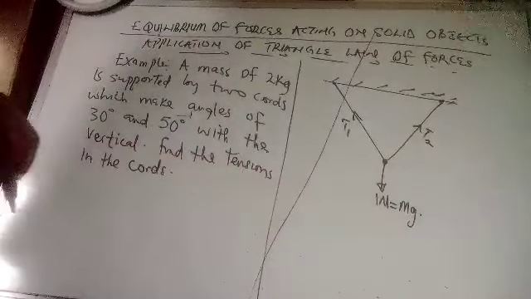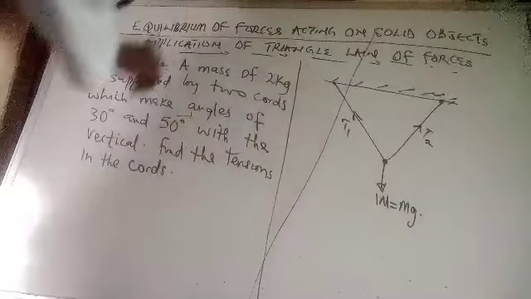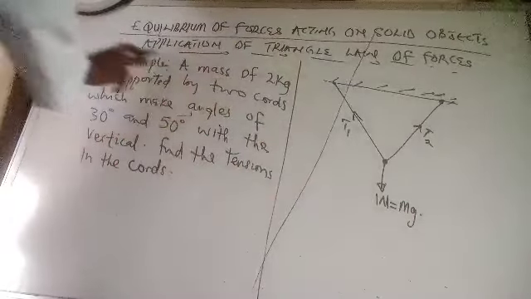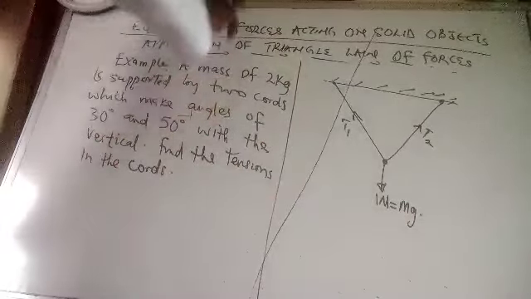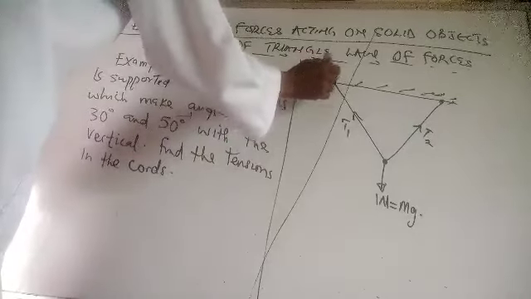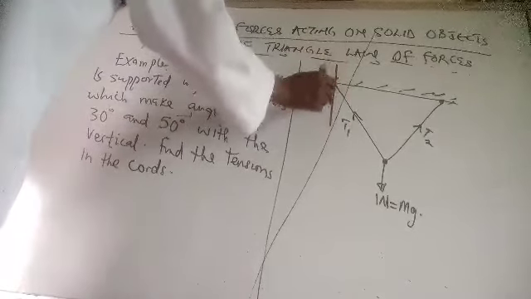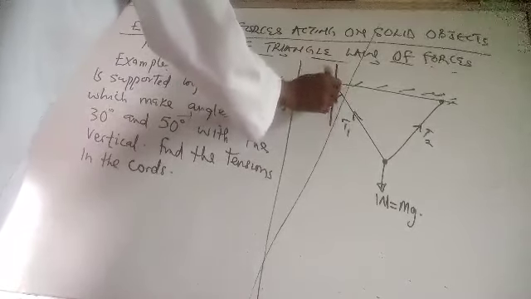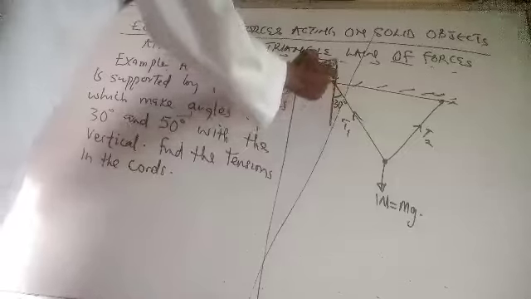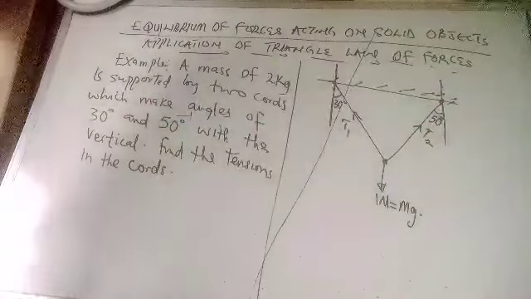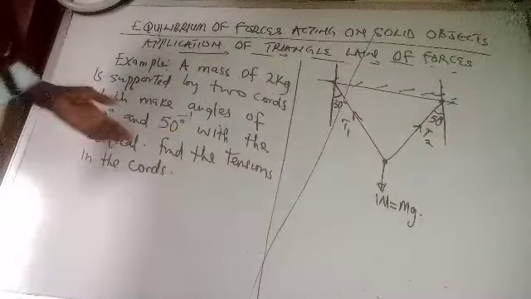Since they said the cords make angles 30 and 50 with the vertical, at the point of attachment of the cord, let me draw a vertical line. This angle here, let me call it 30 degrees, because this is the angle between the cord and the vertical. Let me draw another vertical here. This angle between this cord and this vertical, let me call it 50 degrees. So I have formed a diagram for this arrangement.